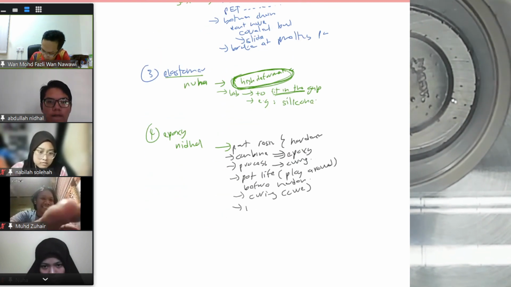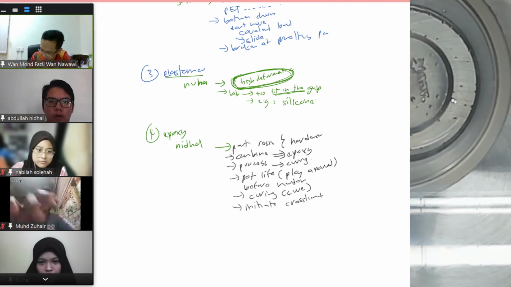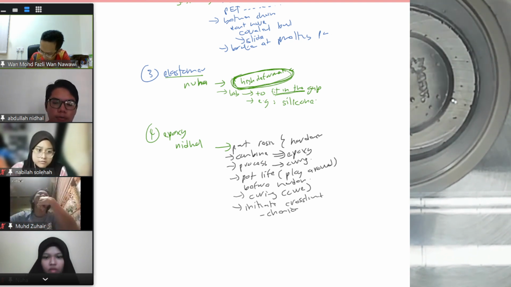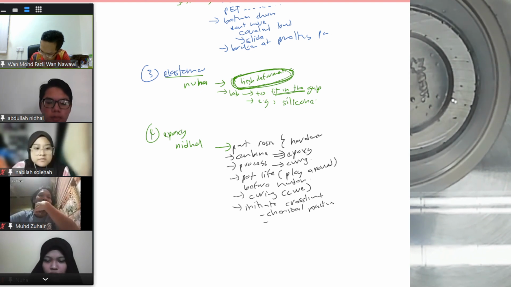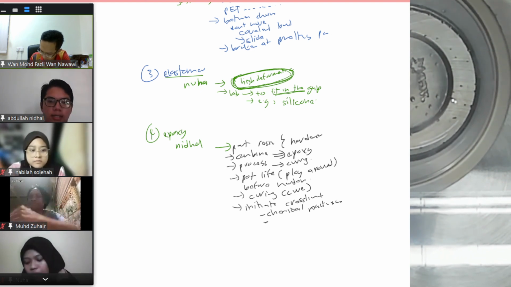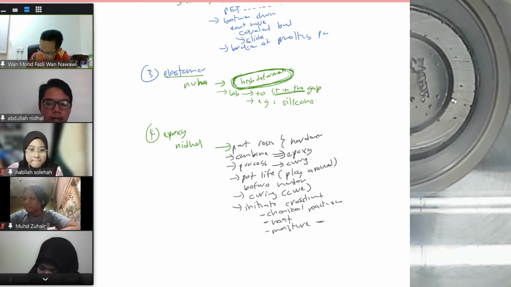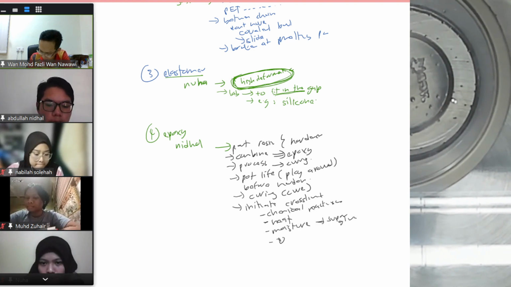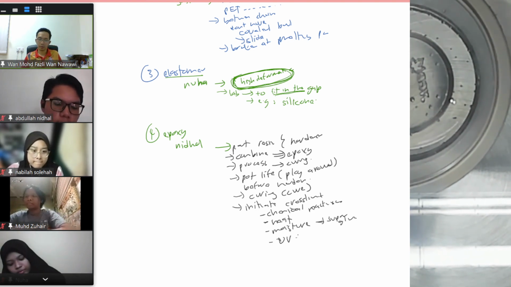We have a chemical reaction, where we have to wait for a while so that the resin and hardener combine with each other to become hardened. The second is through heat, and the third is moisture, for example super glue. The fourth is UV, where the epoxy is in liquid form. Okay, thank you, Nidal.